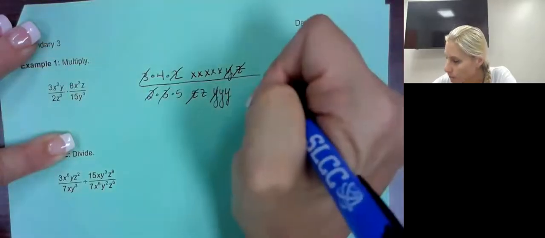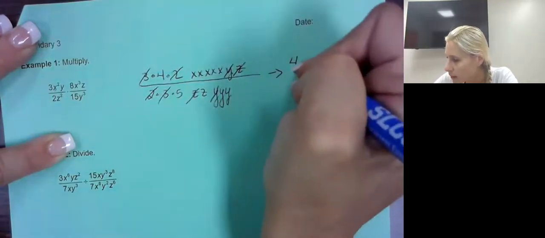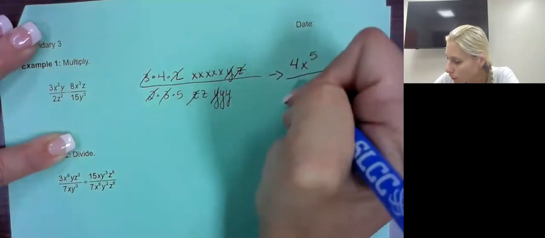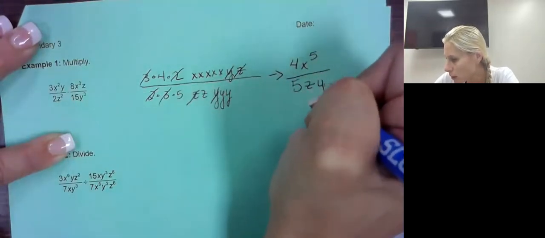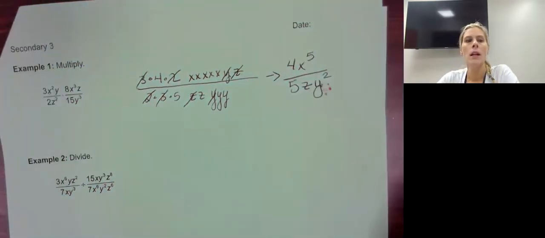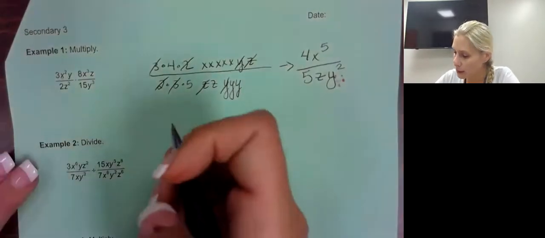Now I look, what's in the numerator? Well, there's a 4 there. And there's 5 x's, so that goes back down to x to the 5th, all over 5z to the 1st and 2 y's, so y squared, and we're done. I see example 2 is the same thing, except that it's division. So I'm going to switch these two.